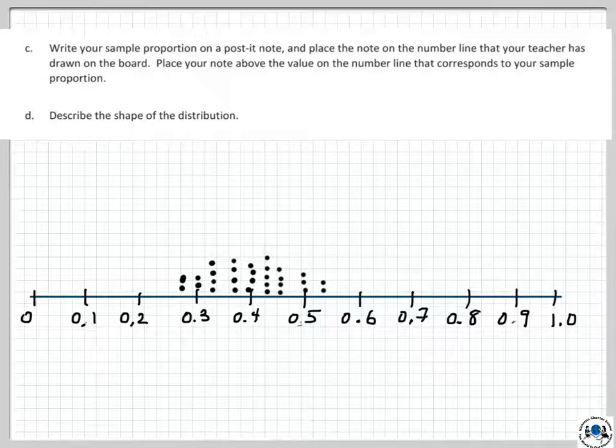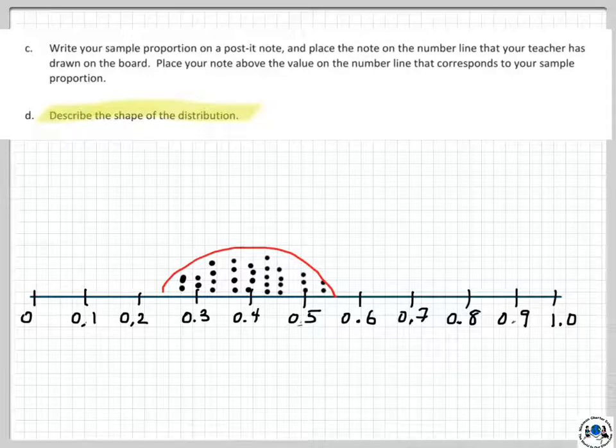But in this case, if we were going to describe the shape of this distribution, it is more like a mound. You can see this mound that has developed. It's kind of a mound. I'm probably going to answer the next question, so why don't I just go to that question, all right?